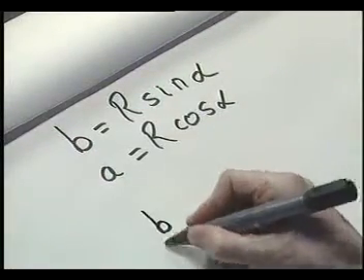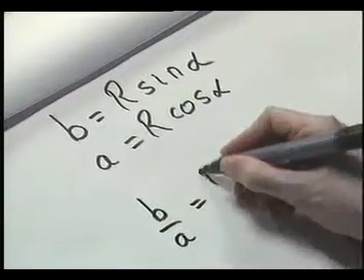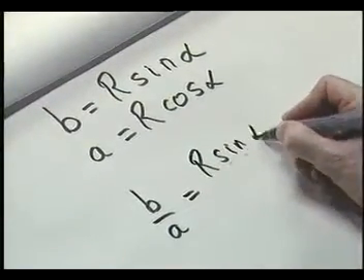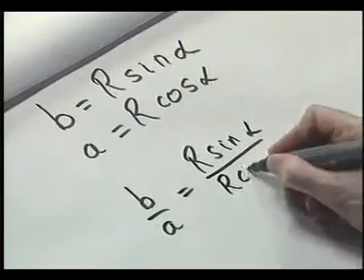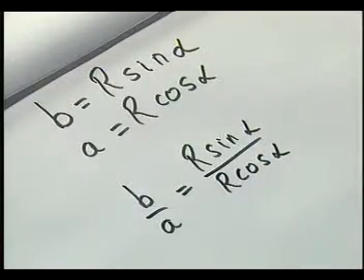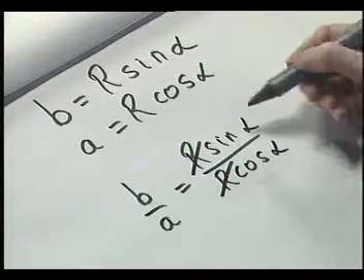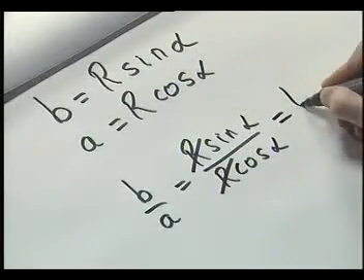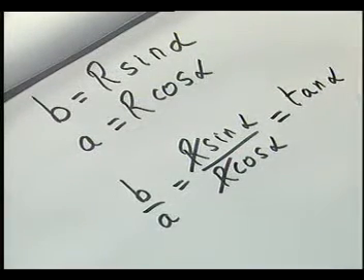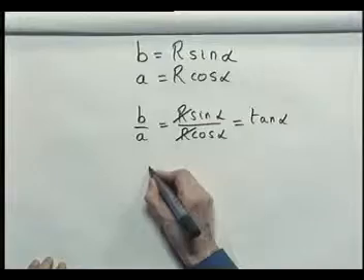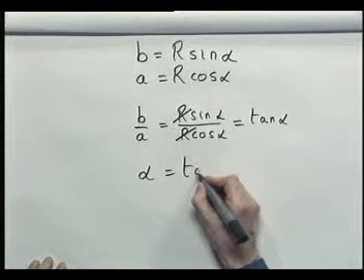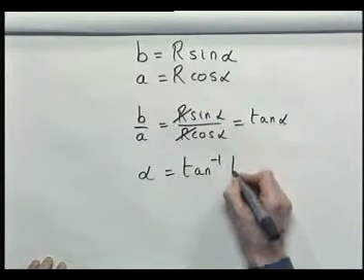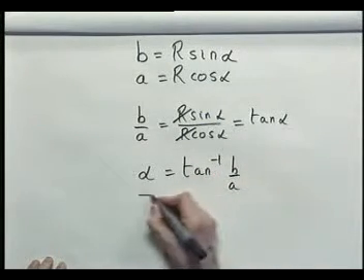And so we have B over A is equal to R sine alpha over R cos alpha. We can divide top and bottom by R, and we're just left with sine alpha over cos alpha, which we know is tan alpha. And so now we can work out what alpha is, because alpha is the angle whose tangent is B over A.